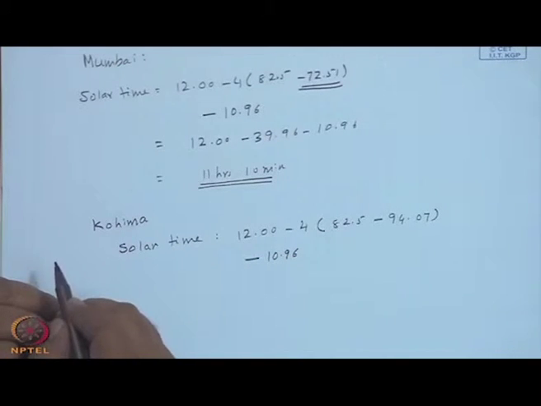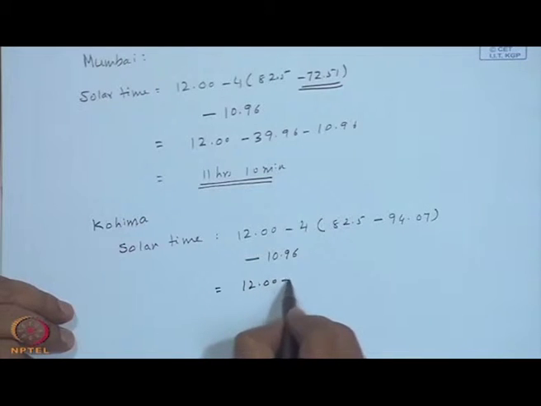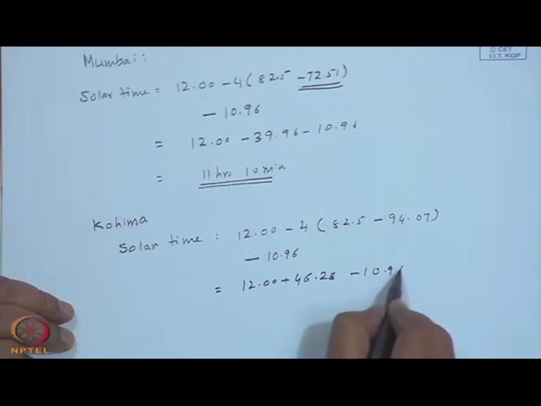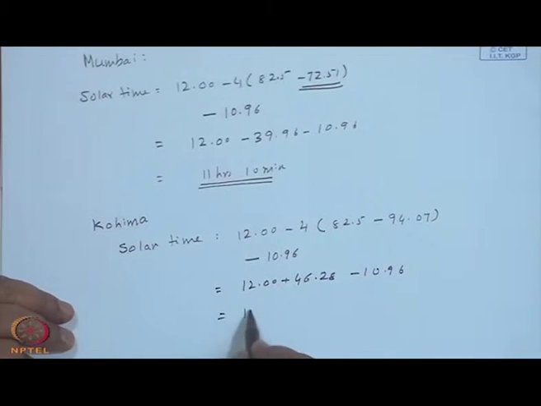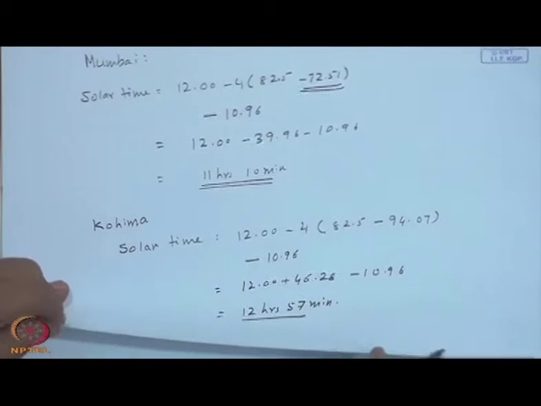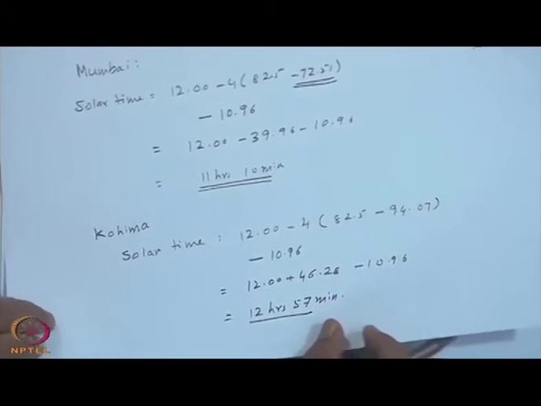The equation of time which you have calculated remains the same. That should be equal to 12:00 plus 46.28 minus 10.96, that is something like 12 hours 57 minutes. So, the solar time is much ahead of the clock time in Kohima, which is much more to the east of the longitude on which our Indian time is based.